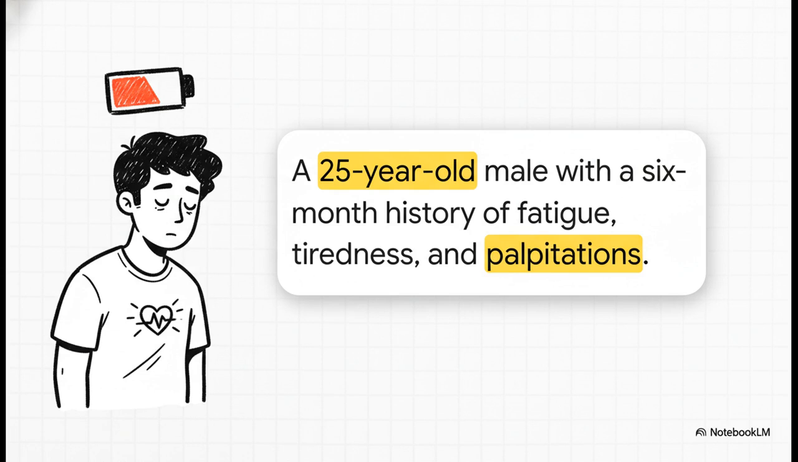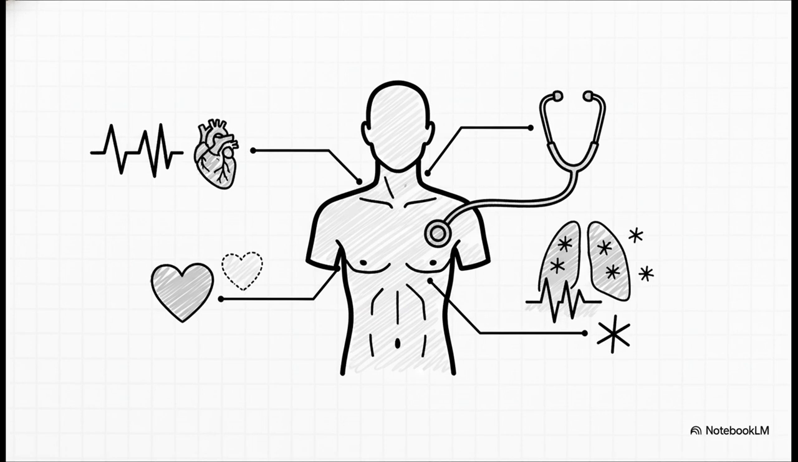The fatigue is from the weak pump, and the palpitations are likely from his body's own adrenaline system kicking into overdrive to compensate. And when you examine him, the signs are just screaming cardiac decompensation. His heart is racing at 120 beats per minute even while he's just sitting there. You can feel his apical impulse, the point of maximal impulse, has shifted down and out to the side, which is a dead giveaway that the heart is enlarged.